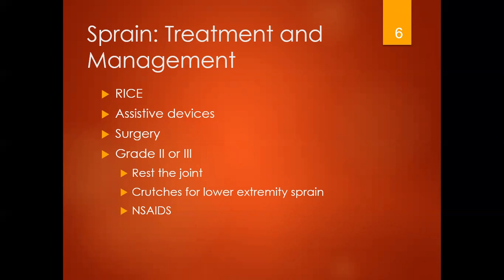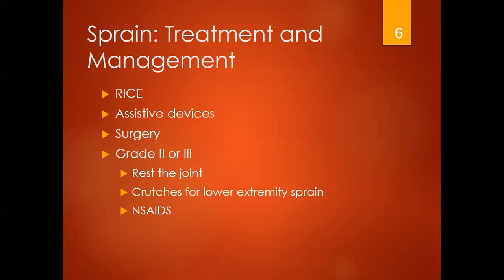Okay, ligaments aren't just going to grow back together, right? They're not. So we want to strengthen the joint. And we want to make sure that we don't immobilize the joint too long, because if we do, it can begin to atrophy. The muscles around it can atrophy, and that can cause issues with permanent disability.